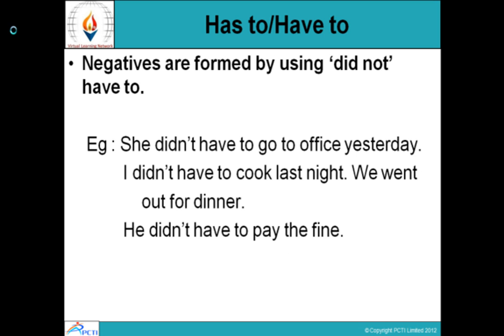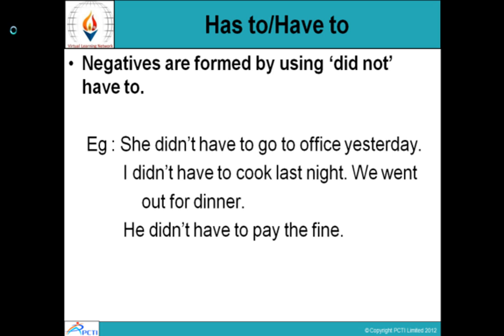Again, to change into negative, we need a helping verb because no sentence can be made in negative without a helping verb. Here, the helping verb we use is did. Remember, in the past tense, the helping verb used is did. Negatives are formed by using did not have to. And with do, does, did, we always use first form have, not has.